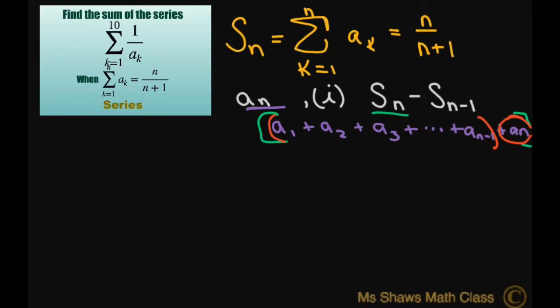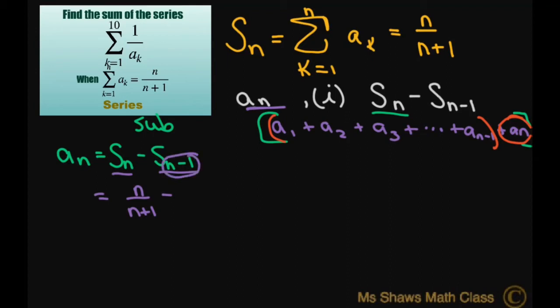So we're going to let a sub n equal s sub n minus s sub, and I'm saying sub for subscript, s sub n minus 1. So substituting all this in, s sub n is n divided by n plus 1, minus, now this one, you just substitute in n minus 1 everywhere there's an n. So that's going to give you n minus 1 divided by n plus 1 minus 1. So this is just going to be n here.